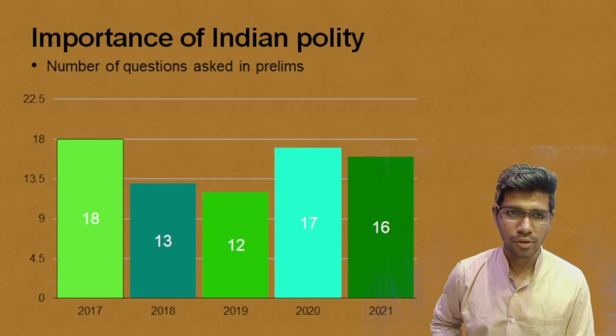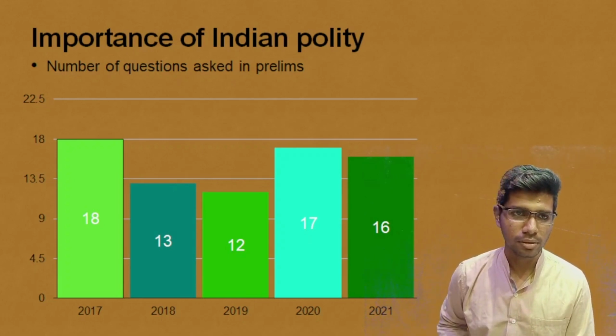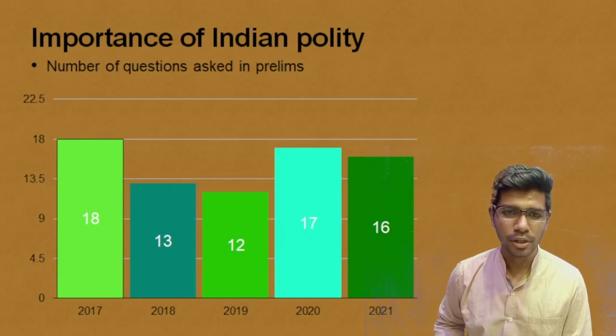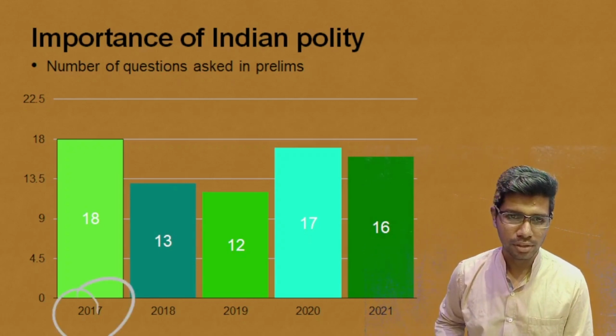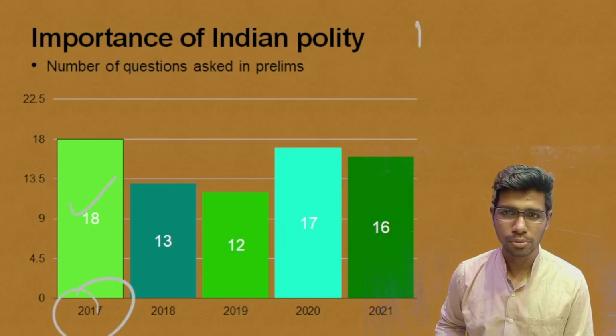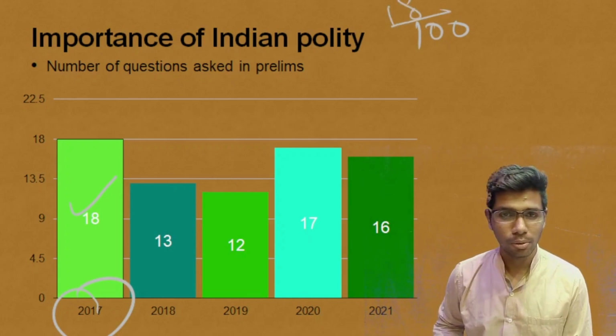In this slide we have tried to analyze the importance as per the number of questions that have been asked over the years in the prelims examination of the UPSC. In 2017 around 18 questions were asked. The total number of questions in GS1 of prelims is just 100, and out of these 100, if we get around 18 questions only from the polity section, it's almost 20% of the paper, right?